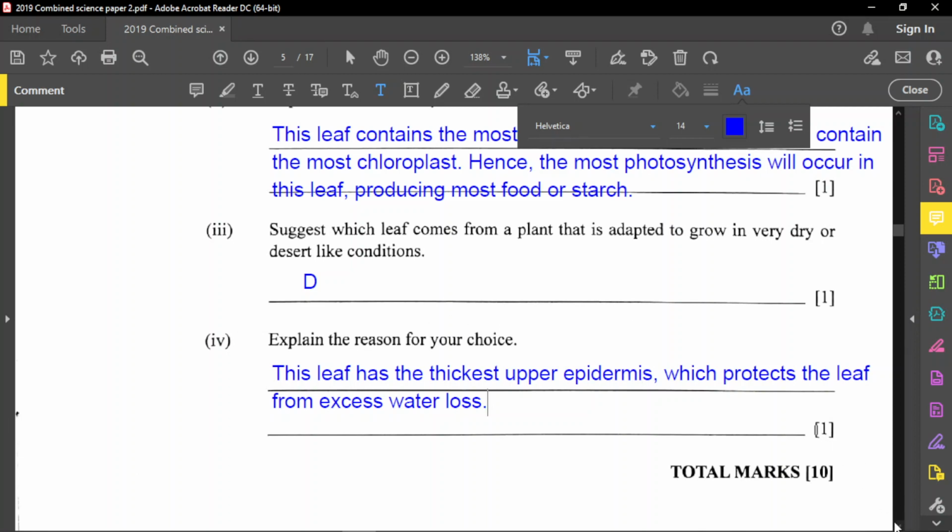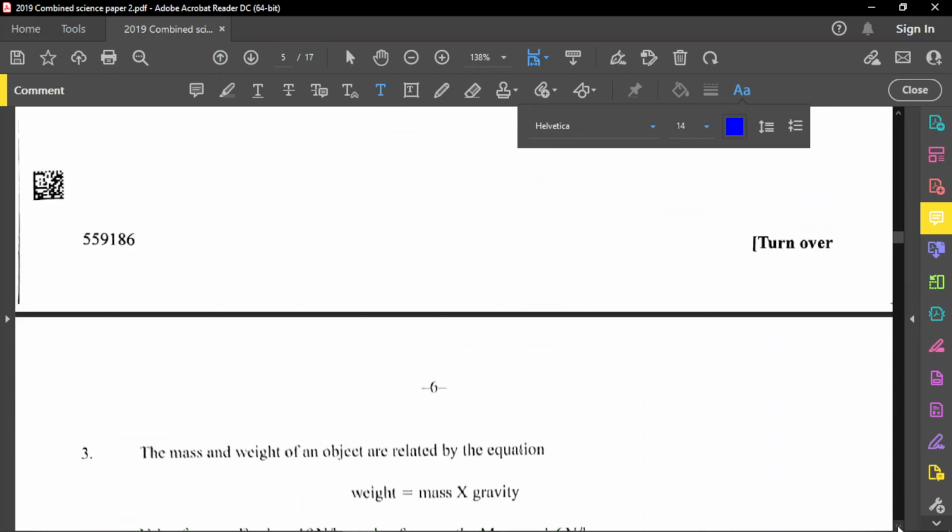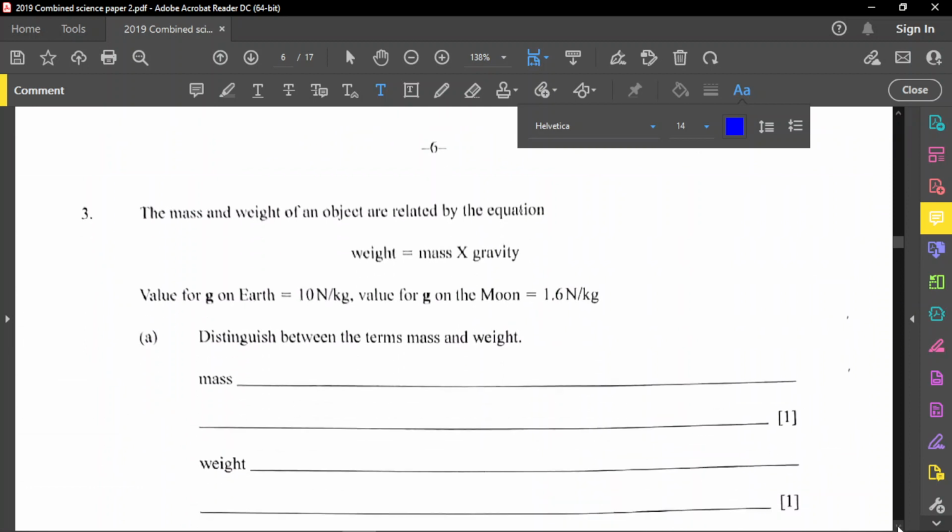All right, so this is the end of another question. So the next question here is question number 3. The mass and weight of an object are related by the equation: weight is equal to mass times gravity, and we know that. Weight is a form of a force. So once I multiply the mass times gravity, I get a force, which is the weight. That's something that you need to remember.